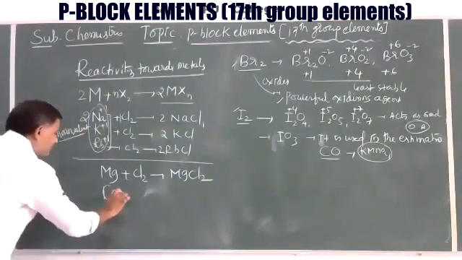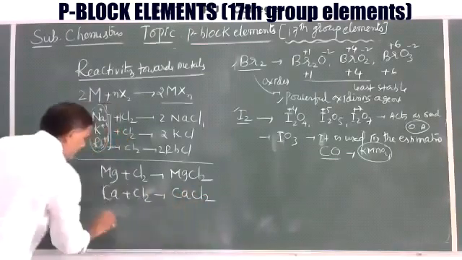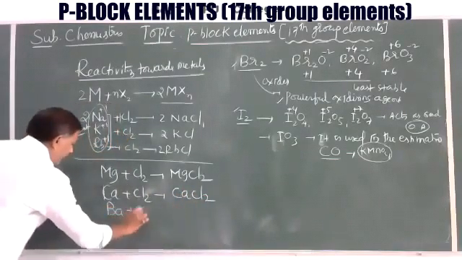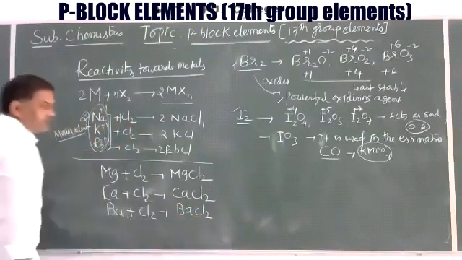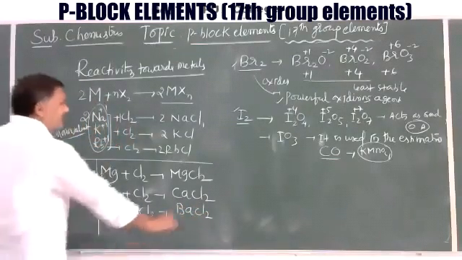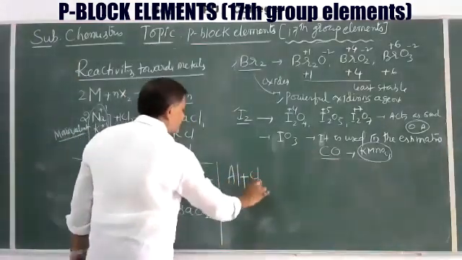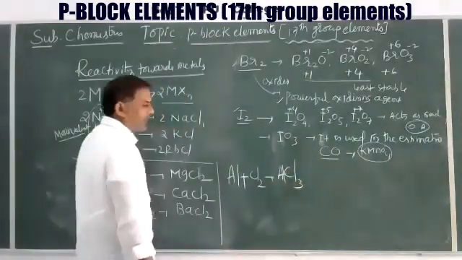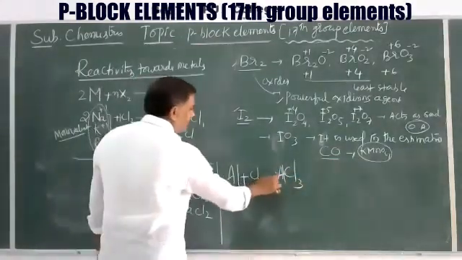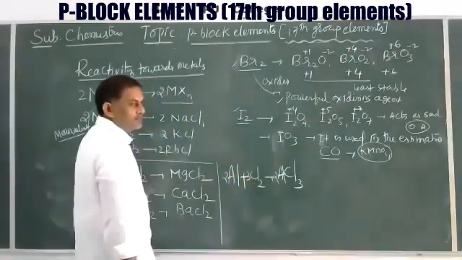Here the calcium combines with Cl2, it gives calcium chloride, CaCl2. Like barium plus Cl2, it gives barium chloride. Similarly, trivalent aluminium combines with Cl2, it gives AlCl3, aluminium trichloride. Check here: 2 moles, here 3 moles, here 2, balanced.